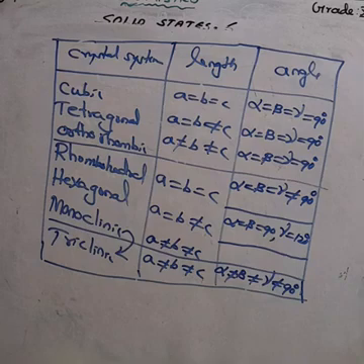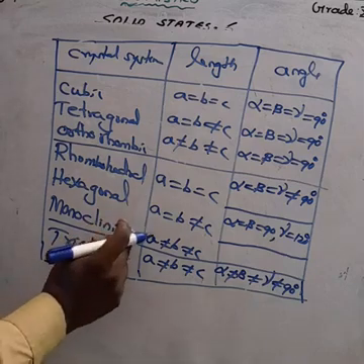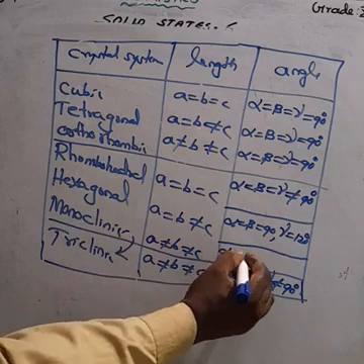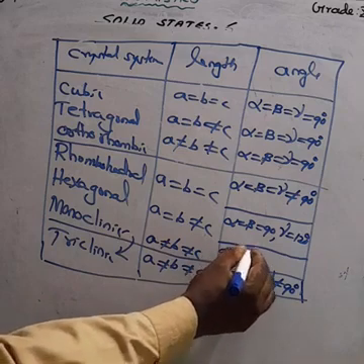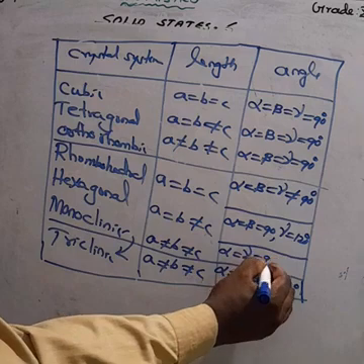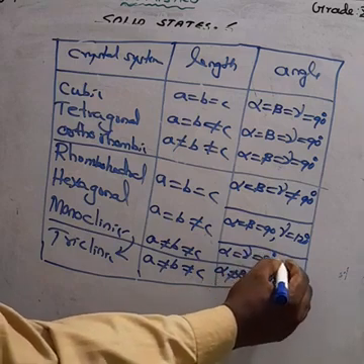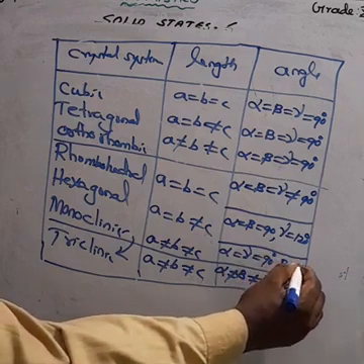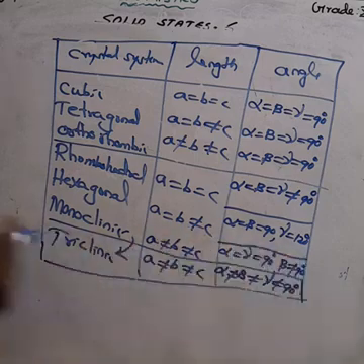Next, monoclinic. Alpha is equal to gamma is equal to 90 degree. Beta is not equal to 90 degree.